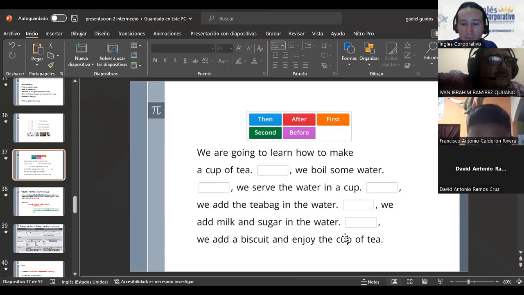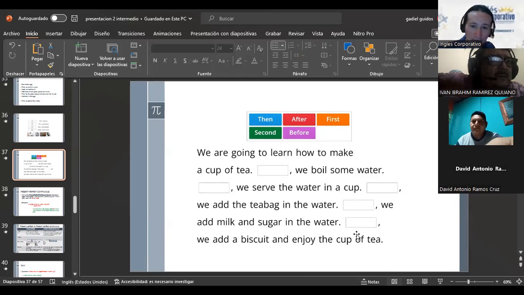Then we add the tea bag in the water. Excellent, thank you. Thank you, David. Then we add the tea bag in the water, okay? Okay, and then.